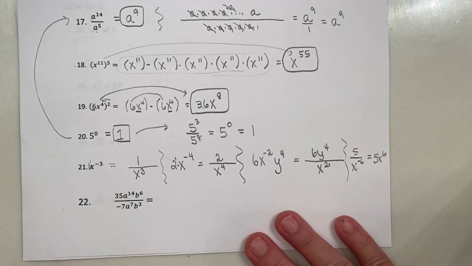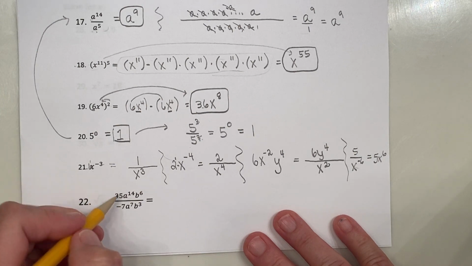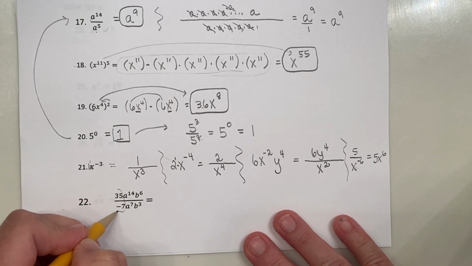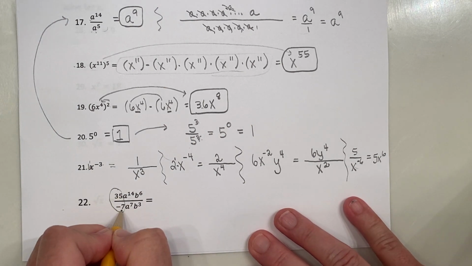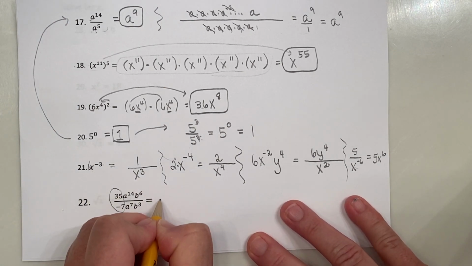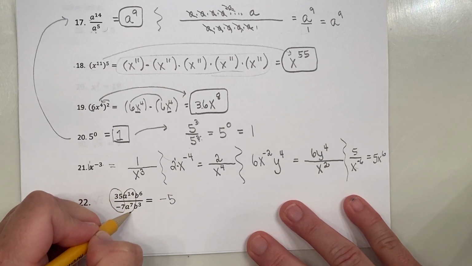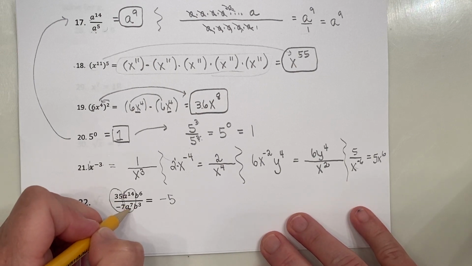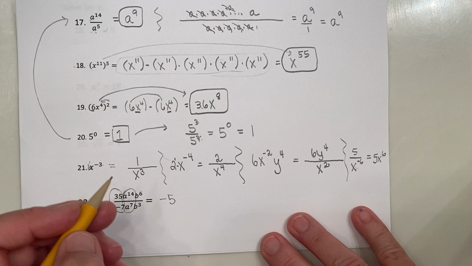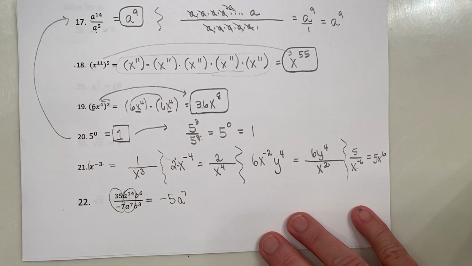Okay, let's look at 22. We're asked to simplify this expression. How we handle this is, let's look at the factors that are just numbers. 35 divided by negative 7 is a nice number. I can simplify that to negative 5. Now let's handle these next factors, because we can reduce factors. Same base, so what do I know about fractions? I subtract the exponents. So I'm going to get a with the 7 exponent.